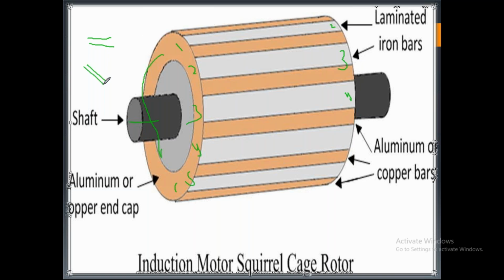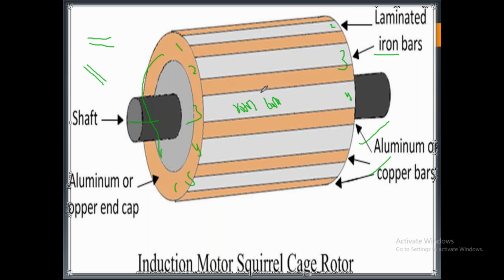If it is like this, it is called anti-parallel. Here, these end rings are iron bars, and these are called rotor bars. So this is an important question: what type of material are we using in the rotor bars of a squirrel cage induction motor? Aluminum or copper.